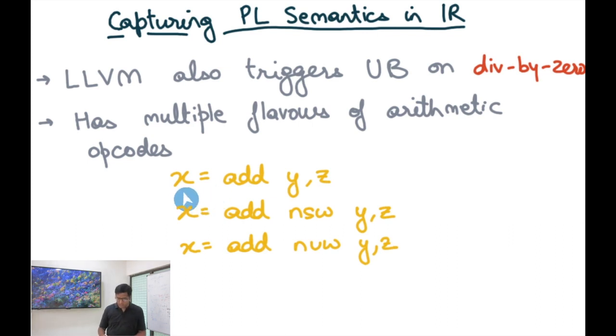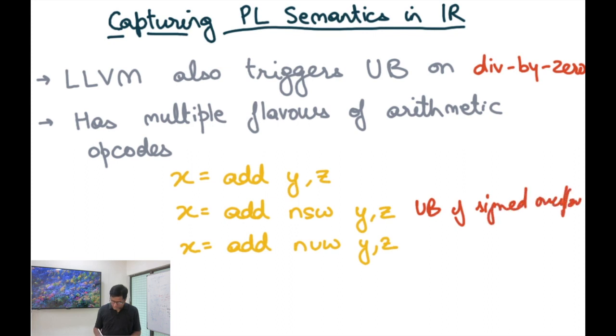Okay, in any case, there are three flavors of the addition instruction, or addition opcode, in LLVM. One is just the plain addition y plus z, which would have the wraparound semantics. So if it overflows, then you just discard the 33rd bit, the overflow bit. The other is the no signed overflow variant of the add instruction. NSW stands for no signed overflow. Add NSW y comma z can assume that y plus z will not overflow, and if it overflows, then it is UB. So in this case, just like C, UB if signed overflow.